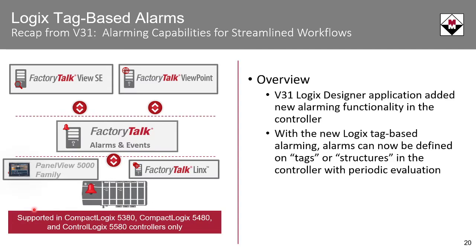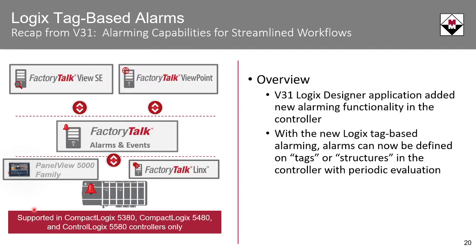Before we talk about version 31's alarm capability, let's talk about the existing ones. The first type of alarming capability was server-based alarms via the HMI, or FactoryTalk View SE. With server-based alarms, the controller was continuously polled based on the HMI's poll rate. With this type of alarming, the alarms had inaccurate timestamps.